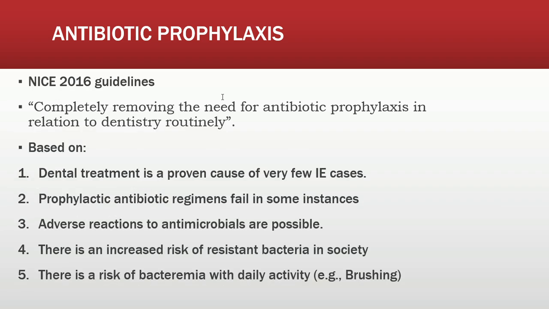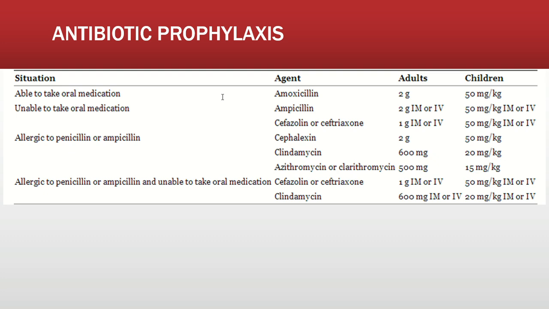So what should we give to these patients? Before, if the patient is able to take oral medication, amoxicillin 2 grams 1 hour before the procedure. Unable to take orally, we give ampicillin IV 2 grams, or cefazolin or ceftriaxone 1 gram IM or IV. Allergic to penicillin or ampicillin: cephalexin 2 grams, clindamycin 600 milligrams, azithromycin or clarithromycin 500 milligrams. Allergic to penicillin or ampicillin and unable to take oral medication: cefazolin or ceftriaxone or clindamycin, IV or IM. So, different conditions, different medications, simple.